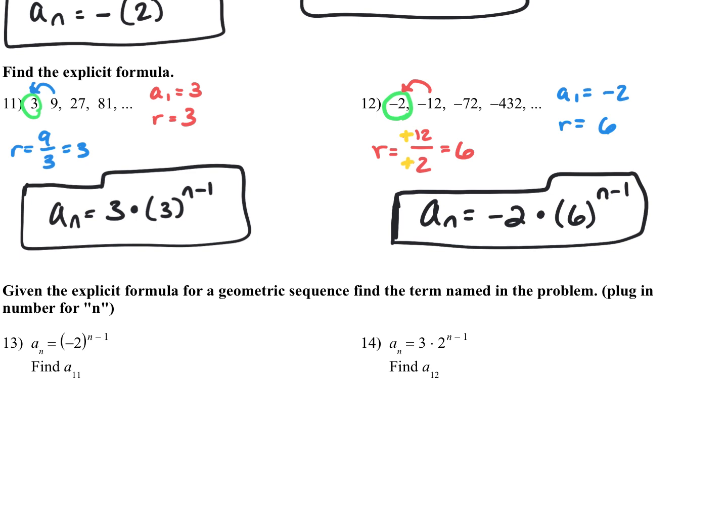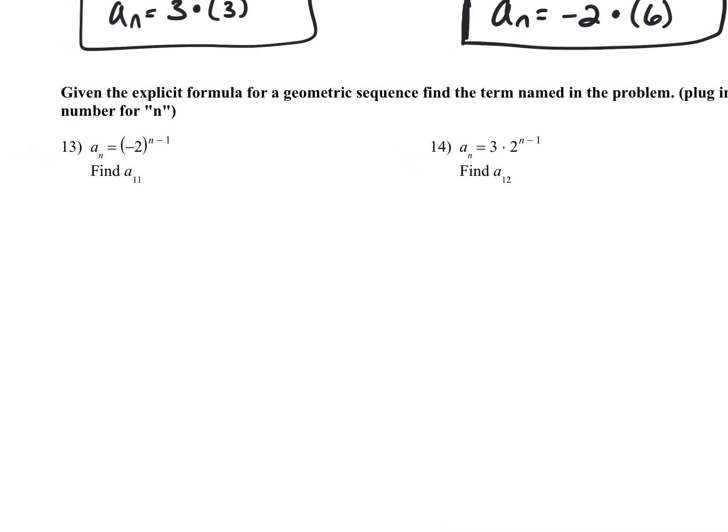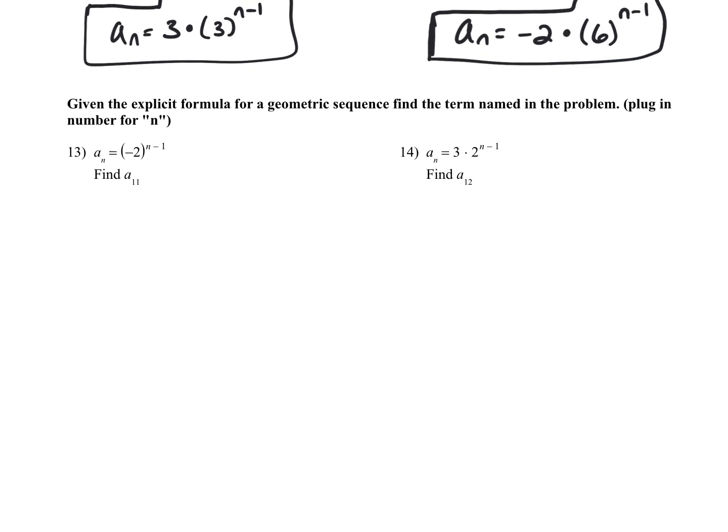How are y'all feeling? It's pretty similar, right? The foundation's there, it's just a little bit different. Okay, now, this is the one why I said you would definitely want some kind of calculator. Here they're asking you to evaluate it. So it says, given the explicit formula, find the term in the problem. And the directions are really simple. You just plug in the number for n and then solve it.